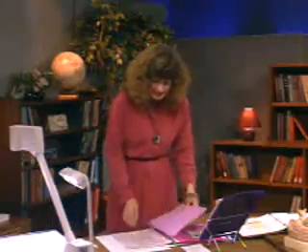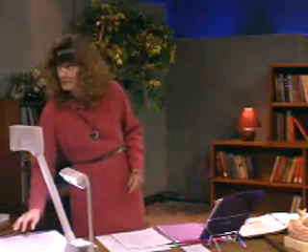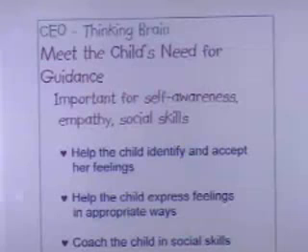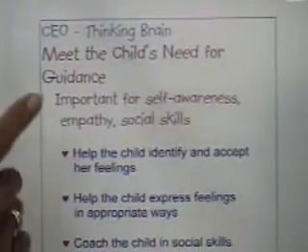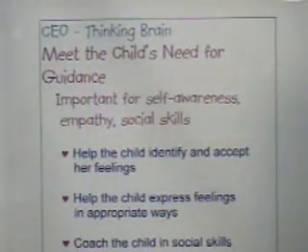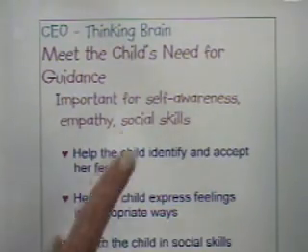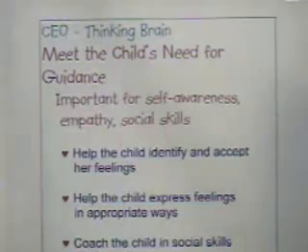So let's take a look at our first section of this. We're going to be dividing this up quite a bit. And I'm going to bring an overhead down for you here. And if you take a look at page 45, you'll see that the thinking brain is responsible for self-awareness, empathy, and social skills.